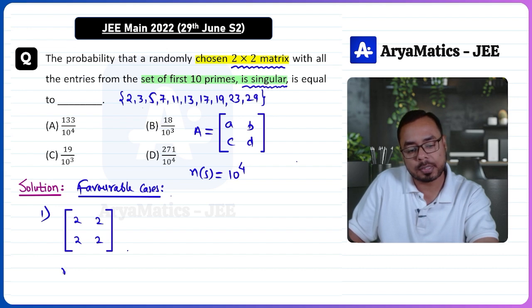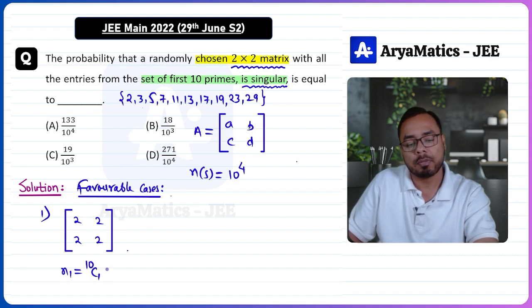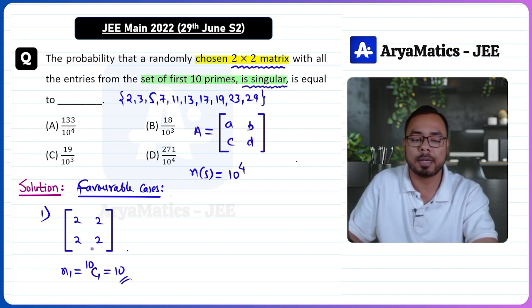Now, how many such singular matrices are possible? So let us say n1 is the number of such singular matrices where all entries are the same. So this will be nothing but 10C1, right? Out of these 10 elements, select any one element and we will use the same element 4 times. So all of these 4 variables a, b, c, d will be that same element. So there will be 10 such singular matrices.